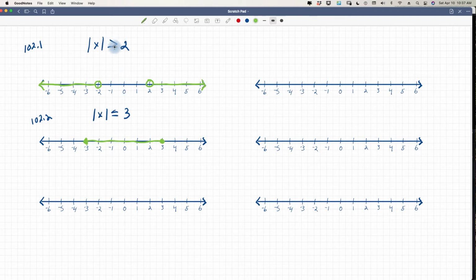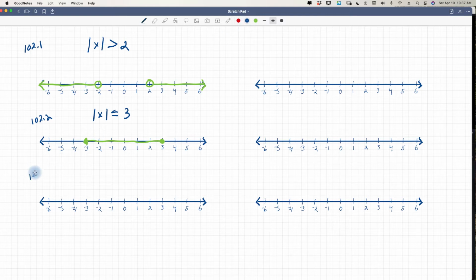So we've been given a greater than symbol, which means we have to go on the outside. And we've been given a less than or equal to symbol, which means we have to go on the inside. And we have to include because of the equal. Let's try one that is a little bit different.